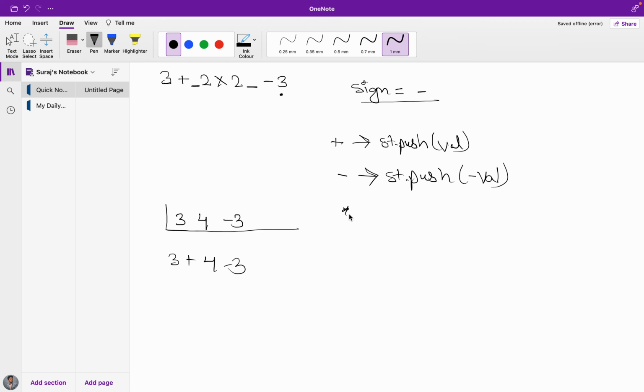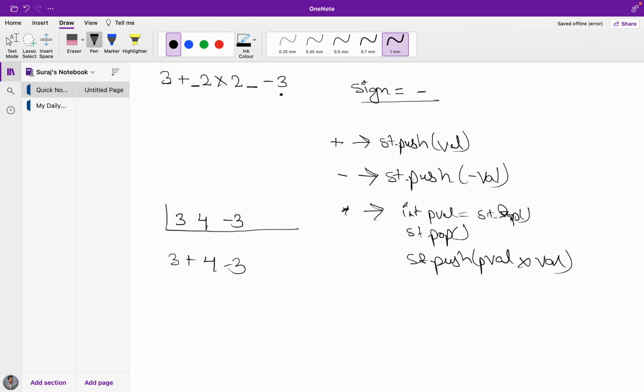If it is a multiplication, I will say first pop out the previous value. Let's pop it out. Let's say int pval is equal to stack dot top, and I will say stack dot pop, and I will say stack dot push the previous value multiplied by the current value, which is val.